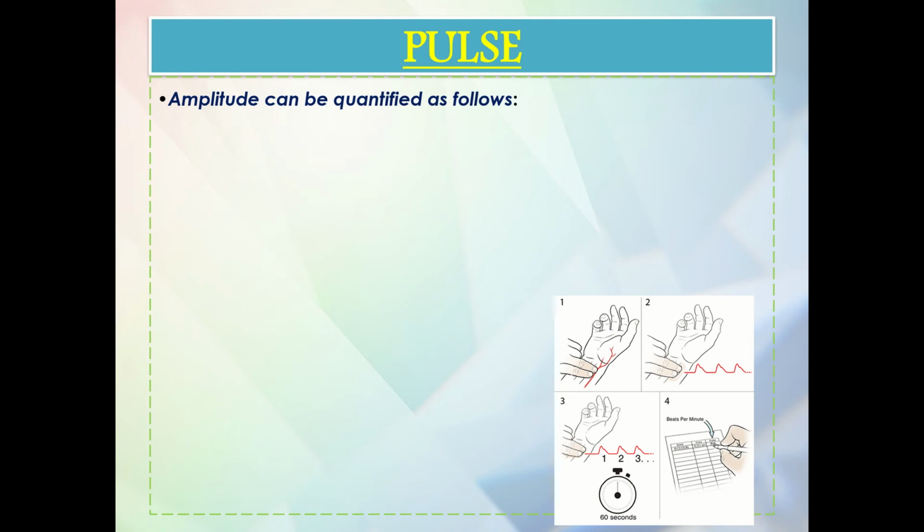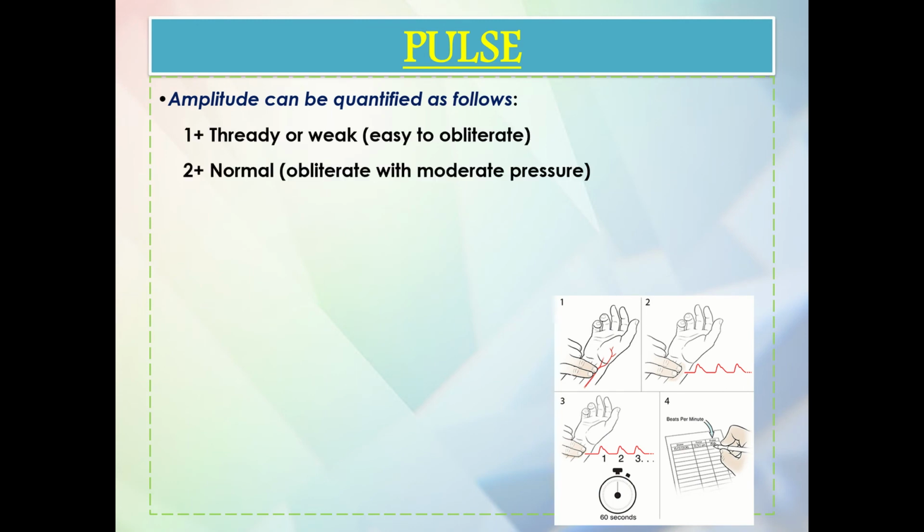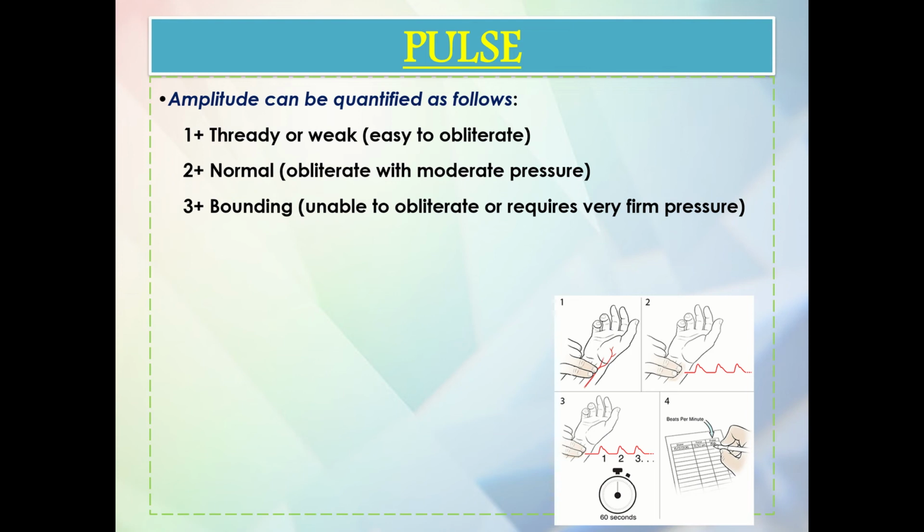Now, the amplitude can be quantified as follows. So, pwede nating i-document yung amplitude using these numbers. 1 plus, that would mean na thready or weak yung pulse. It is easy to obliterate. 2 plus, normal, obliterate with moderate pressure.